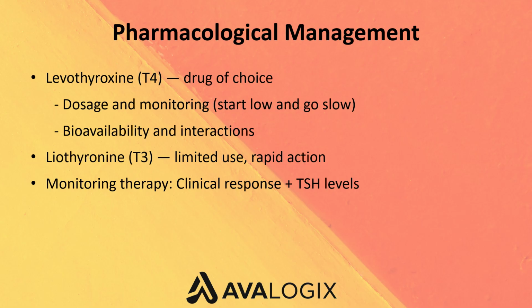Dose adjustments are based on TSH levels, assessed 6 to 8 weeks after initiation or dose change, aiming to normalize TSH and relieve symptoms. Excessive dosing risks symptoms of hyperthyroidism, such as palpitations and osteoporosis. Liothyronine, synthetic T3, has a faster onset but shorter half-life and is generally reserved for short-term or special cases, such as myxedema coma or patients with impaired T4 to T3 conversion.